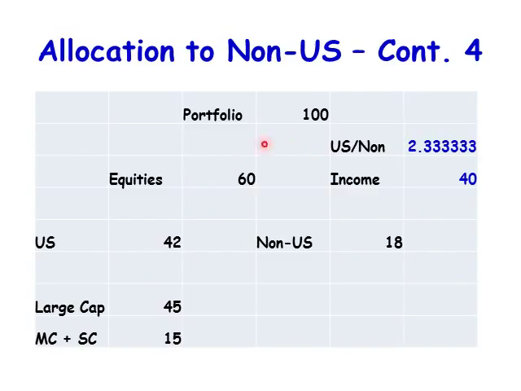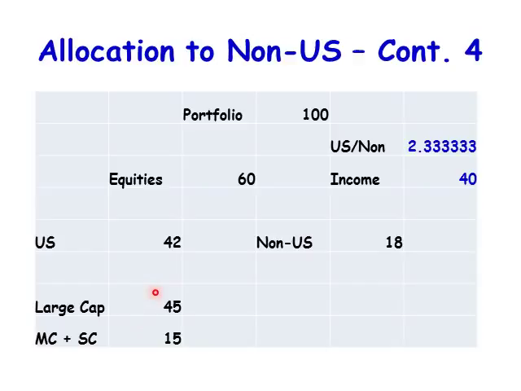From there, I can build a spreadsheet here with 100 fixed, and these are the two numbers: US to non-US of 70 to 30, and the 60-40 portfolio where the income portion is 40, and the spreadsheet computes 60 here. 100 minus 40 is 60, and US is 70%. So 70% of 60 is 42, and 30% non-US is 30% of 60, which is 18 here.